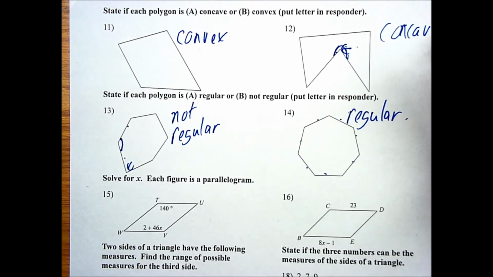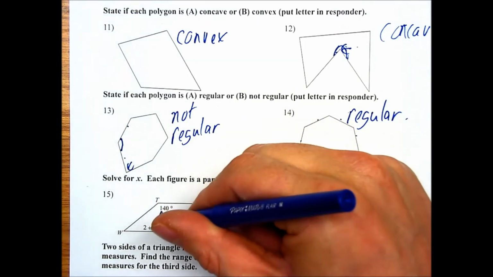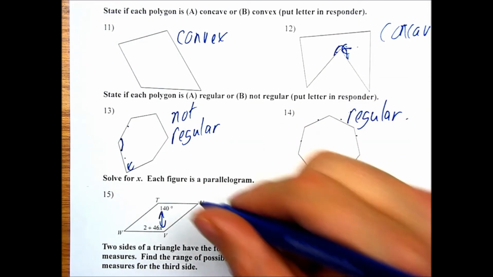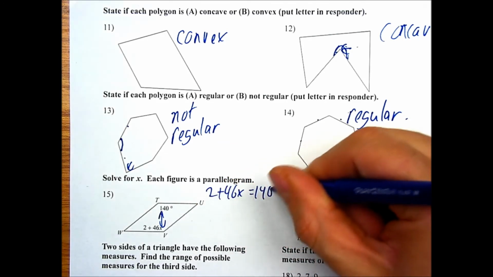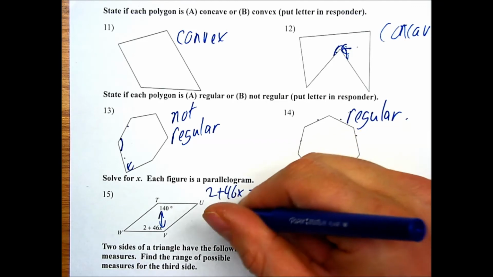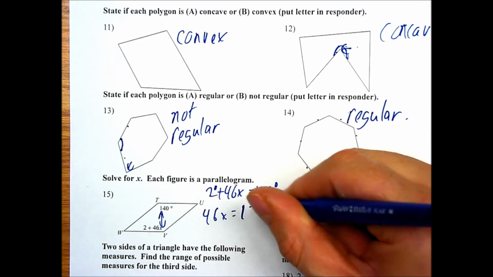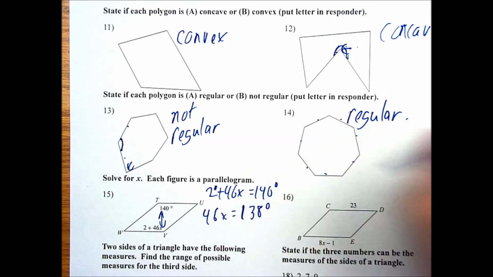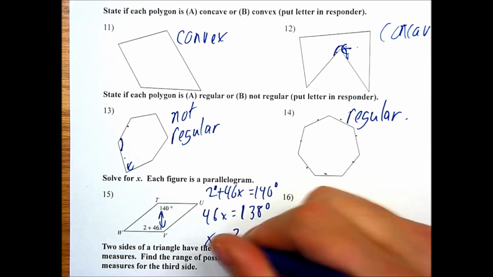All right, each figure is a parallelogram. Parallelograms have congruent angles that are across from each other. So those two angles are equivalent. So 2 plus 46x is equal to 140 degrees. Taking 2 from 140 will yield 138 degrees. And these do divide evenly, so you can guess there that's going to be 3 because 3 times 6 is 18. 120 plus 18, 138. So x is in fact 3.